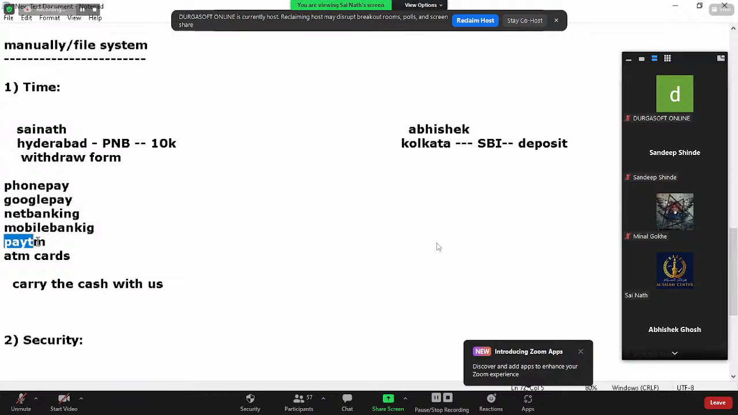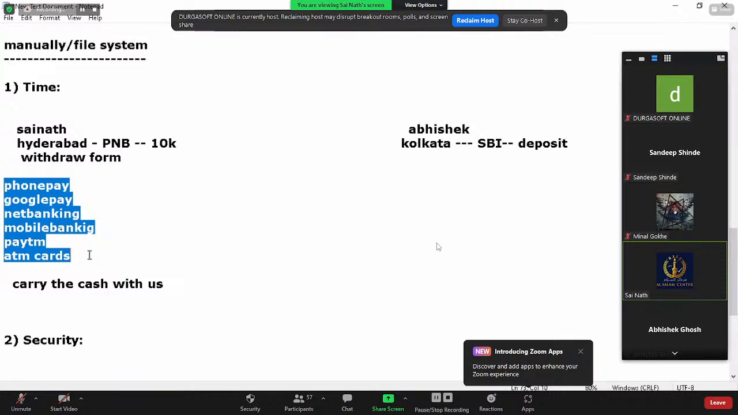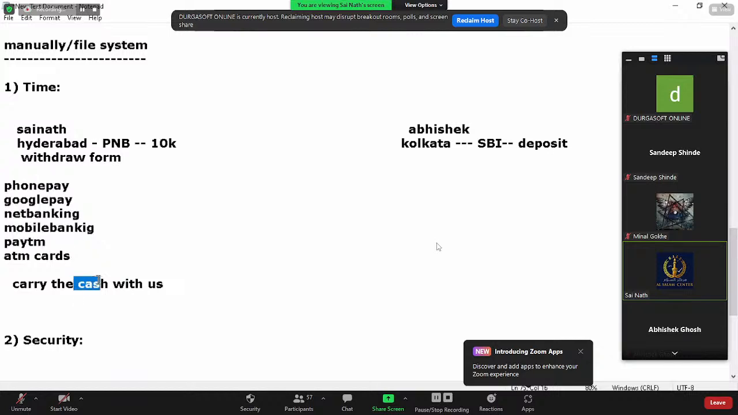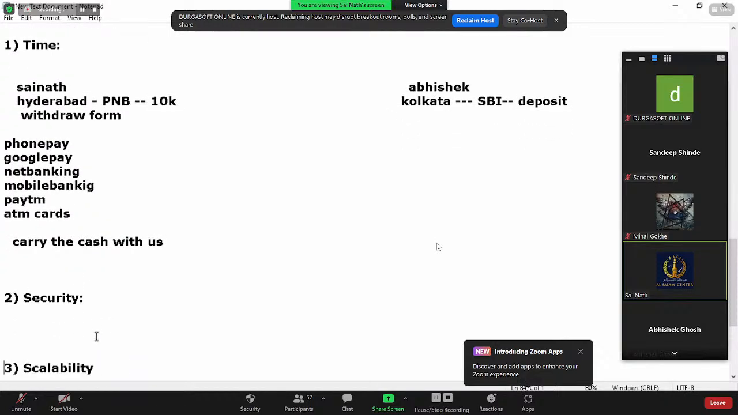Yes or no? So once you do not carry the cash with you, indirectly you are getting security for your cash or not? Correct. Instead of using cash, what are we using here? Software applications. Yes or no? If you are using software applications, indirectly you are getting the security for your cash or not? This is the second advantage of using software applications. I hope all of you understand these two examples. Time saving and security. Yes or no, all of you guys?